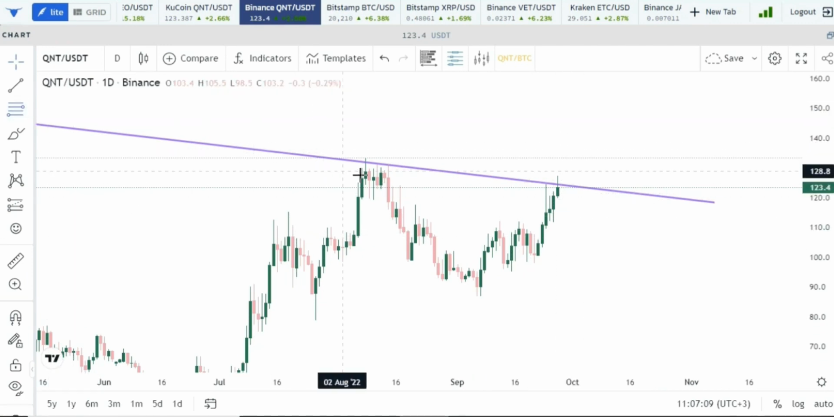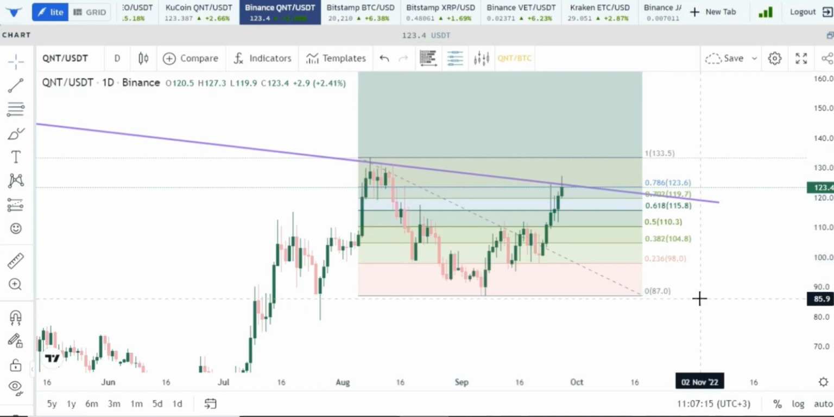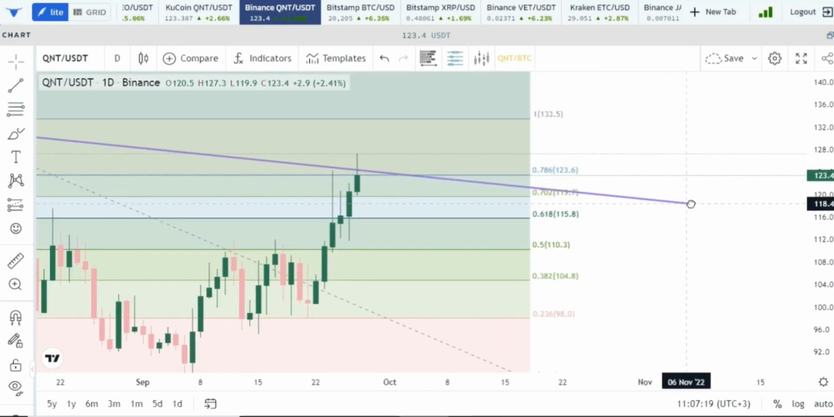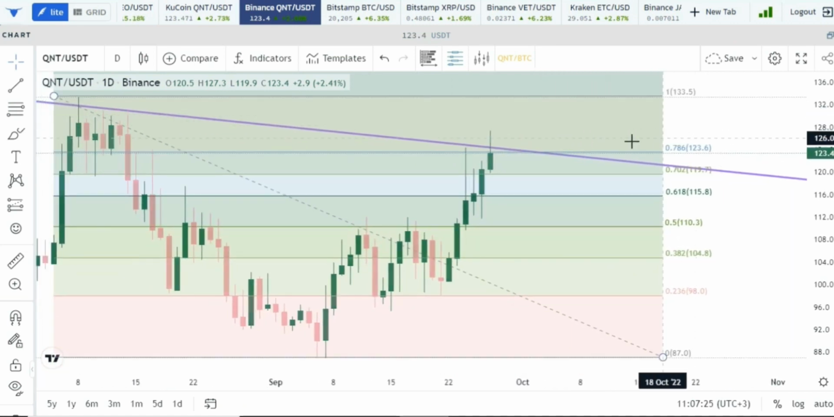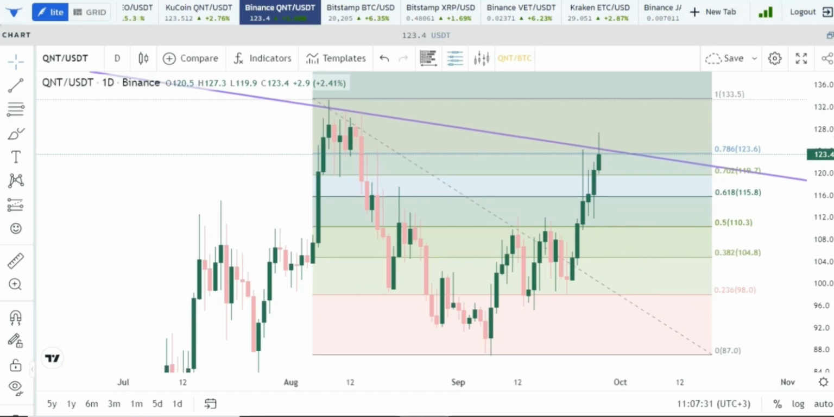Now we can see that from a Fibonacci retracement perspective, according to the previous high that we made here, which was at $133 or something like that, we are still fighting the last retracement level, which is the 0.786 retracement level, and it's sitting at $123.6. So we need a break and close above this level. We have already broken above it, but we are yet to have a daily candle above it.